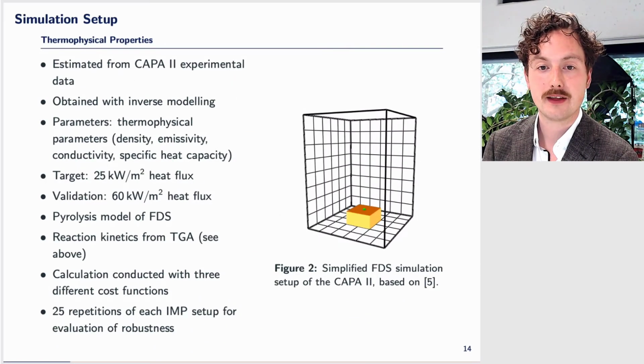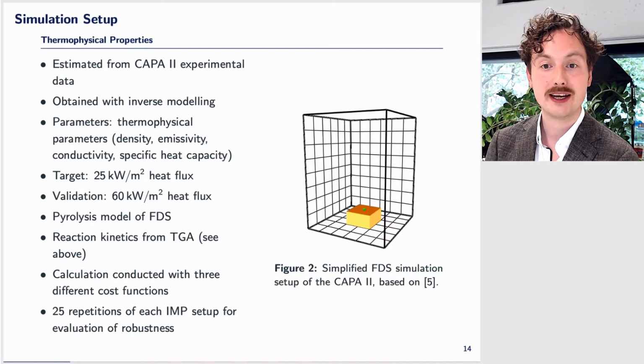With the reaction kinetic parameters from the slide before, we obtained the thermophysical parameters like density, emissivity, conductivity, specific heat capacity from a Cone calorimeter experiment with inverse modeling. As target, we used the 25 kilowatt per square meter experiment. For validation, a 60 kilowatt per square meter experiment.